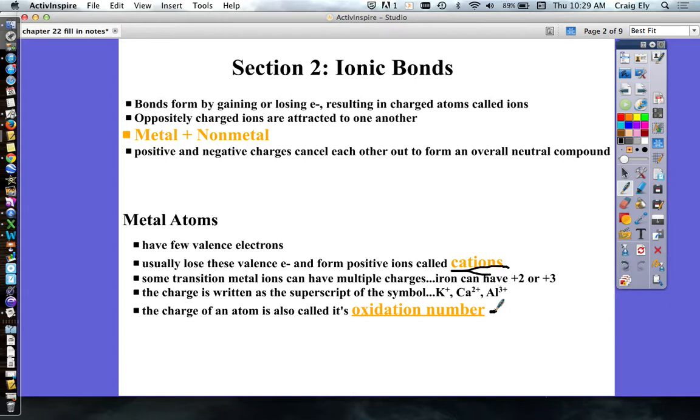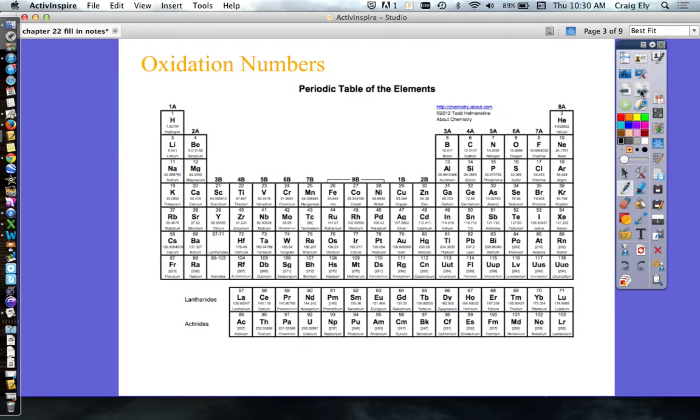All right, so let's take a moment and look at oxidation numbers and how we know what the oxidation number is for an atom. So let's just look at the periodic table. Remember, we have used the periodic table several times to figure out the number of valence electrons an atom has, or how many energy levels an atom has. And so again, we could use the periodic table to figure out the oxidation number of an atom.